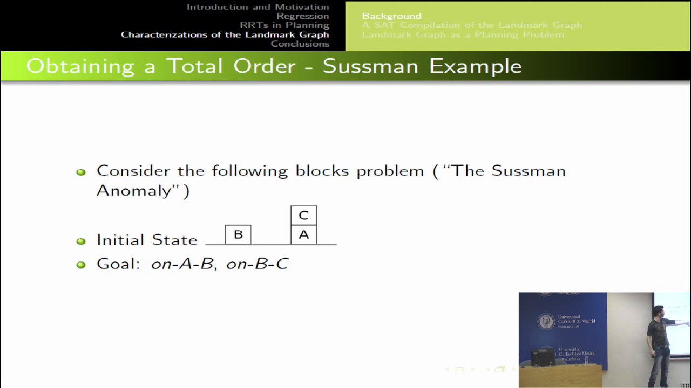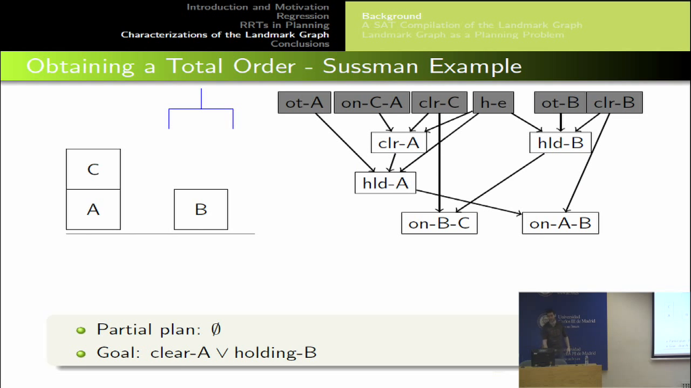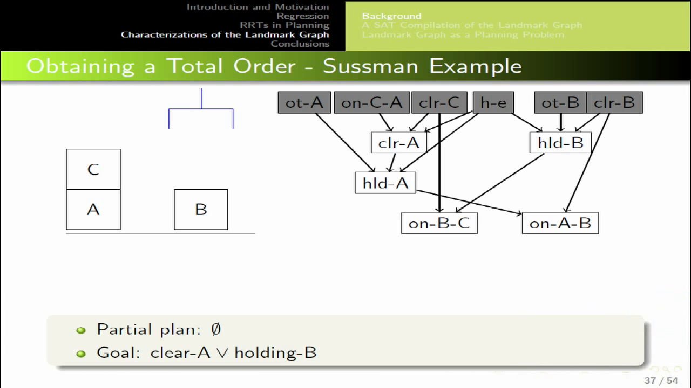Our goal here is to get A on top of B and B on top of C, which means that at the end we have to have some kind of tower A, B, C, right? So this is the landmark graph for this problem. And now, say we're going to split this problem using the landmark graph into several smaller ones. The next step would be choosing to solve a subproblem whose goal would be either clear A or holding B.